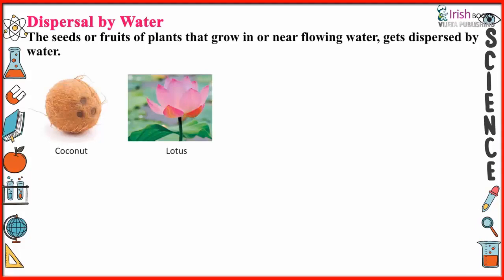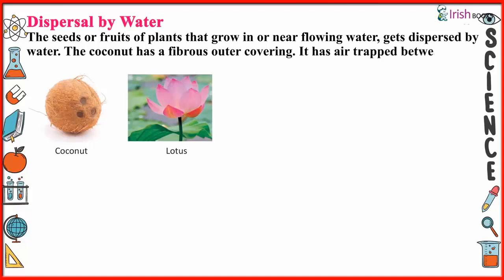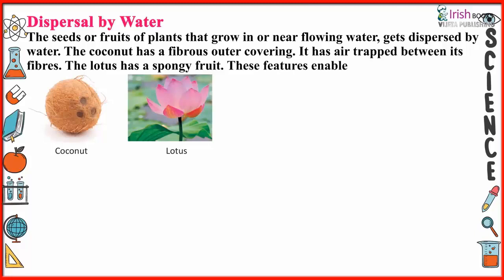The coconut has a fibrous outer covering. It has air trapped between its fibers. The lotus has a spongy fruit. These features enable them to float on water.